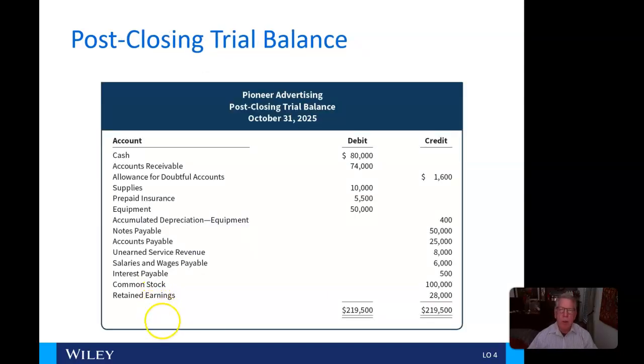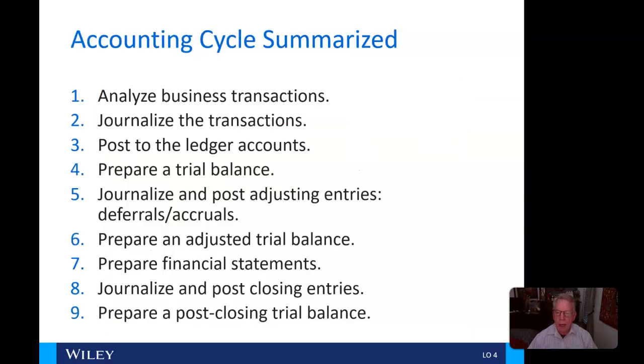Now we show the post-closing trial balance. Again, what we look for here is that the debits equal the credits and that we don't have any temporary or nominal accounts reflected on this item. Only balance sheet items or permanent accounts are shown here. And as you see, that is the case. Now, we have done the 9 steps of the accounting cycle. I won't go through that again, but you can see that we have done that.